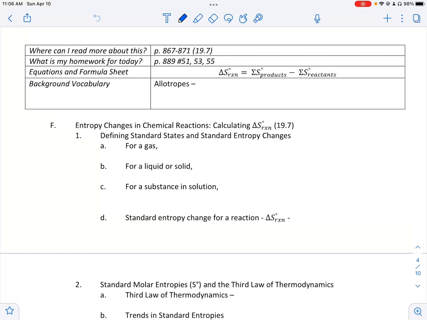Hello, welcome back. Today we're going to talk about entropy changes in chemical reactions, or calculating delta S naught of reactions. So, first off, we need to talk about that little naught right there. That's our standard state. It defines a standard state. So, let's start by reviewing these. Hopefully, we've seen these before, but maybe it's been a while.